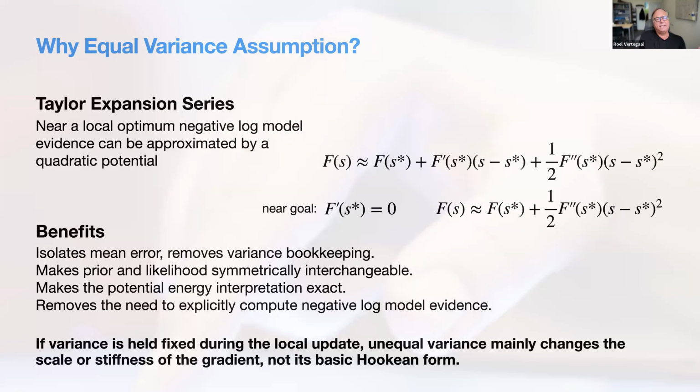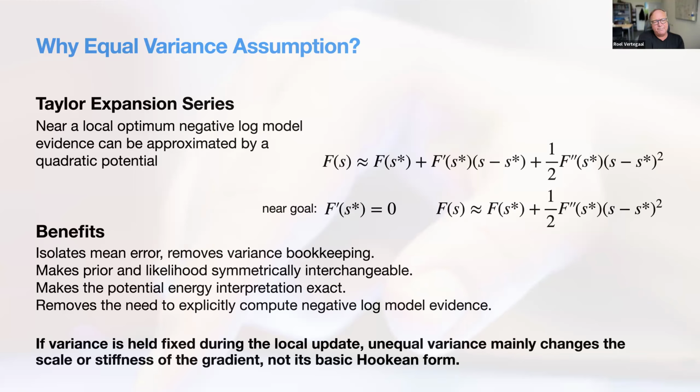All right, so why do we want that equal variance assumption? Well, first of all, when you approach an optimum, you tend to optimize over a square function anyway. And this is the Taylor expansion series. So near a local minimum, the negative log model evidence can be approximated by a quadratic potential. And near the goal, the first derivative goes to zero. That's the whole point of the variational optimization. And all these elements of the Taylor expansion series just drop out.